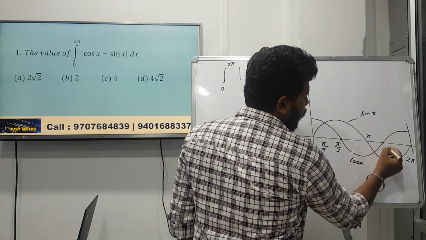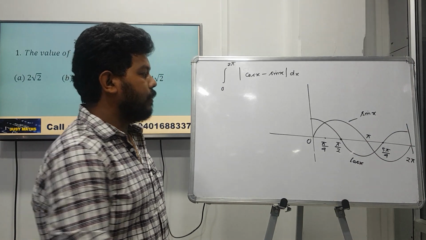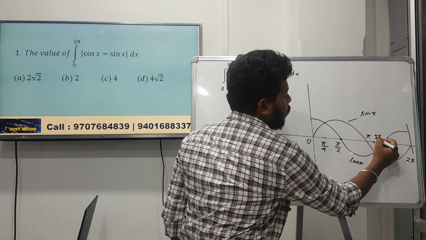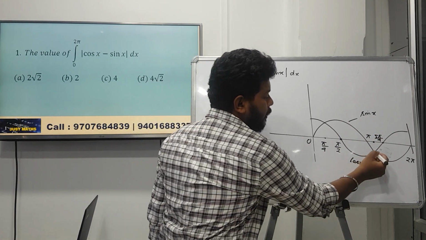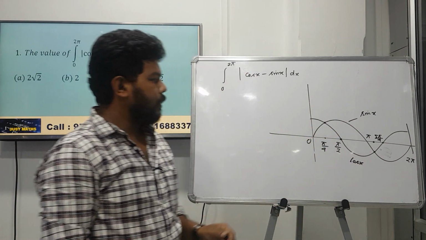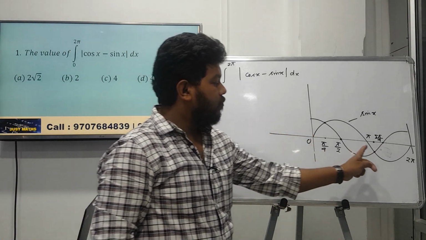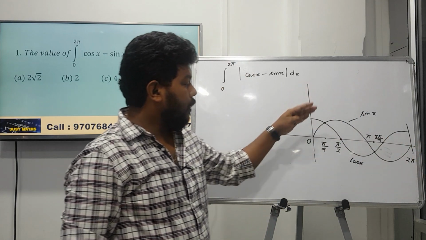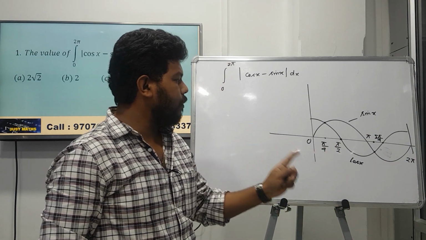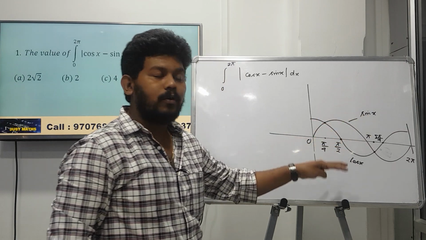Similarly, at the point x equal to 5π/4, the graphs of sin x and cos x intersect. Now, these points are the points of intersection of sin x and cos x. We can see in the intervals 0 to π/4 and 5π/4 to 2π, the values of cos x are larger than sin x, whereas in the interval π/4 to 5π/4, the value of sin x is larger than cos x.